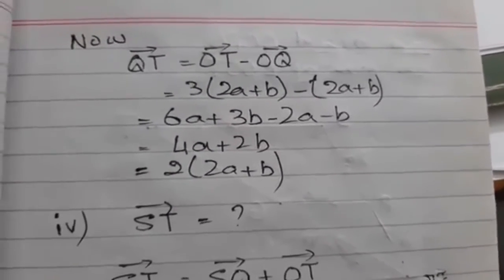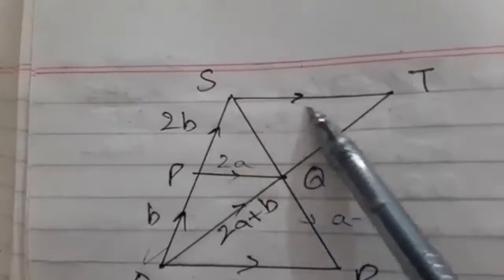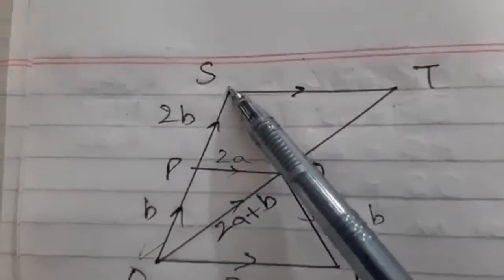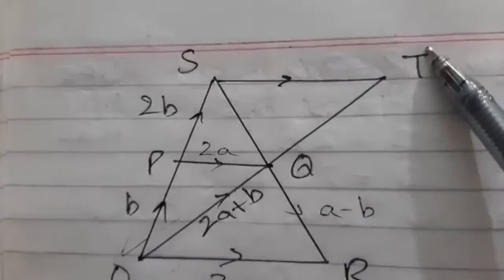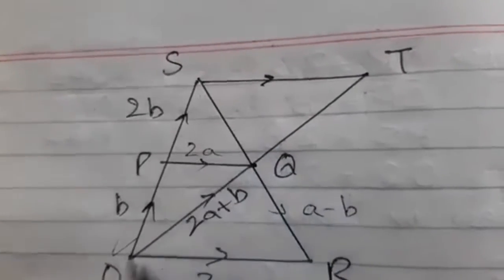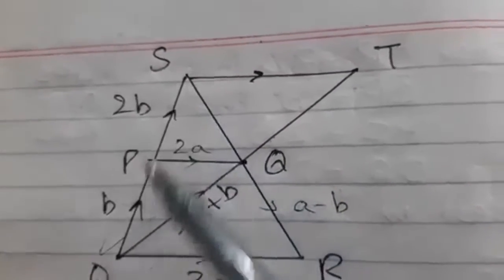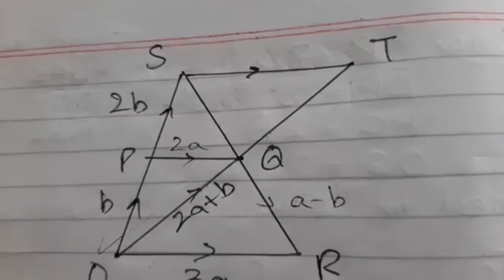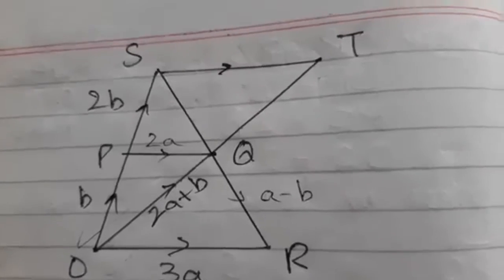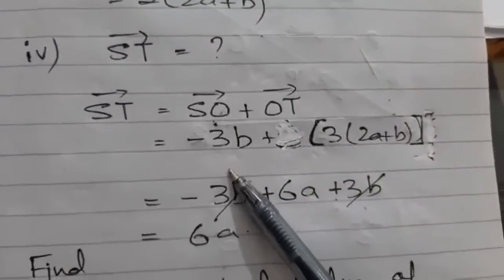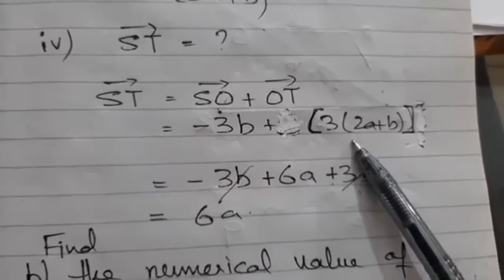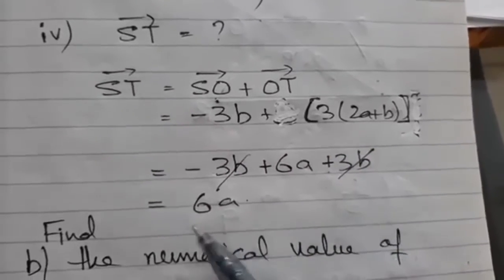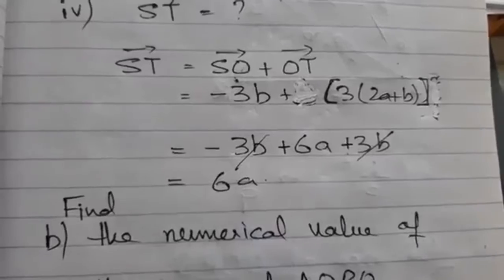Now I have to find out ST. Again, see the diagram. To find out ST, you can do SO and OT. So you have SO, which is minus 3B because it is in the reverse direction, and OT you have just found, which was 6A plus 3B. So let's substitute here. I have substituted the values here, simplified it, I got 6A.